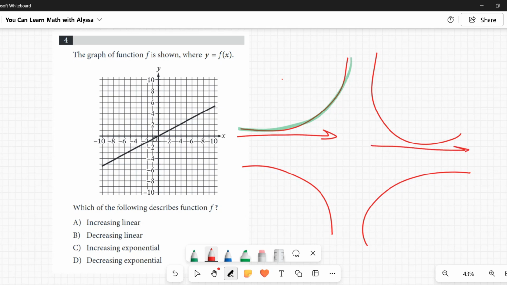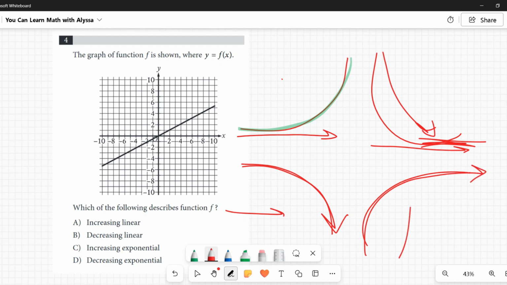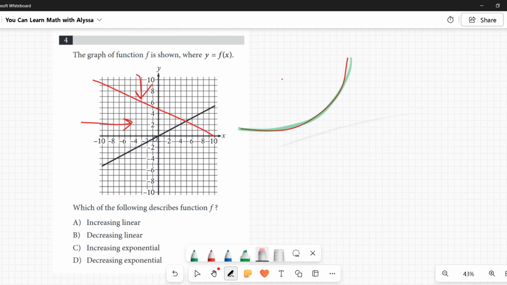This one, as we're going from left to right, it's going down. I didn't draw that quite right, but anyway, that is decreasing. Bottom left corner over here, from left to right, it is going down. That is decreasing. Last one, from left to right, it is going up, increasing. That's it. Same with the lines. Like if you had a line going like this, as you go from left to right, it is going down, it is decreasing. That's all there is to it.